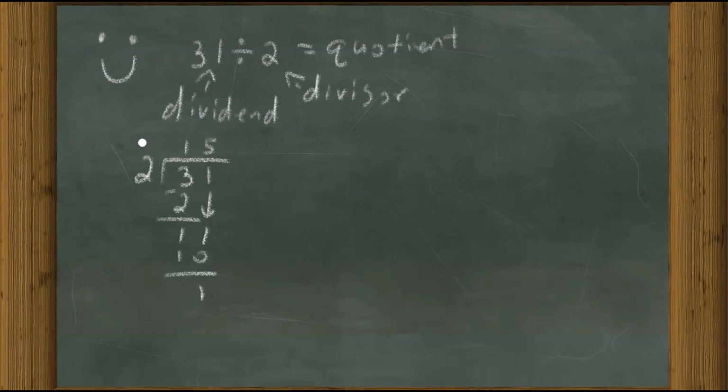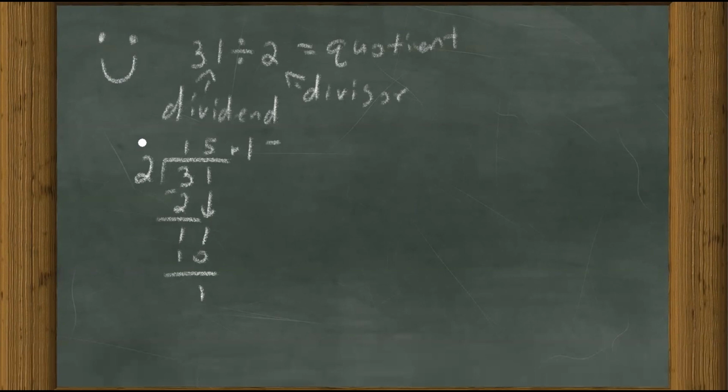Now, you'll notice I don't have another number that I can carry down. So that means I'm done with the division, but I don't have a 0 here. So we say that there is a remainder of 1. So I'm going to rewrite this as 15R1. That R just means remainder. So that means that 2 can fit into 31 15 times, and there'll be 1 left over.